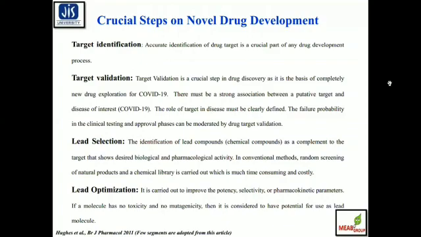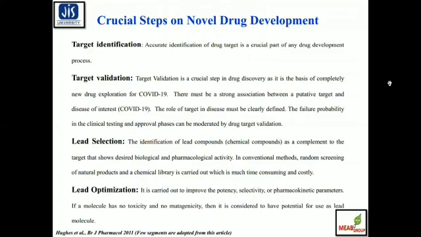Target identification is the accurate identification of the drug target, a crucial part of any drug development process. Target validation is a crucial step in drug discovery as it is the basis of completely new drug exploitation and exploration for COVID-19, and there must be a strong association between a putative target and the disease of interest. The role of the target in disease must be clearly defined.